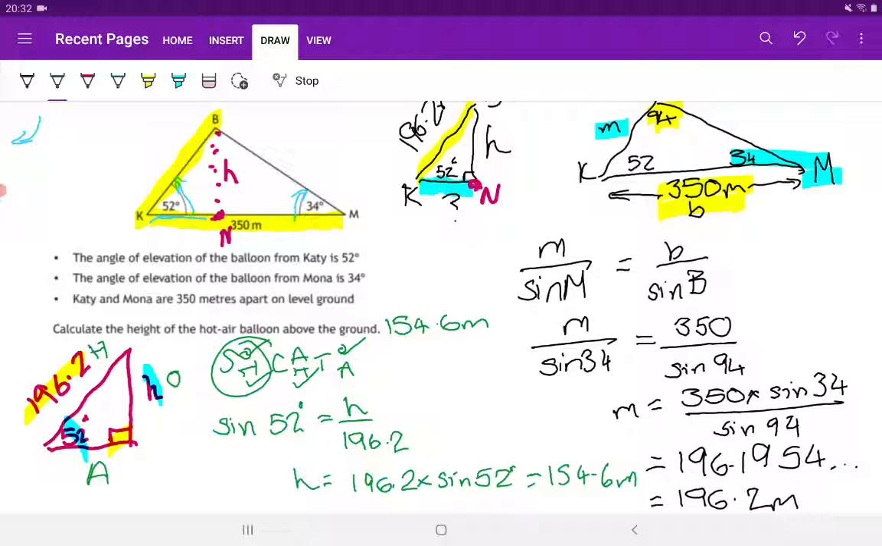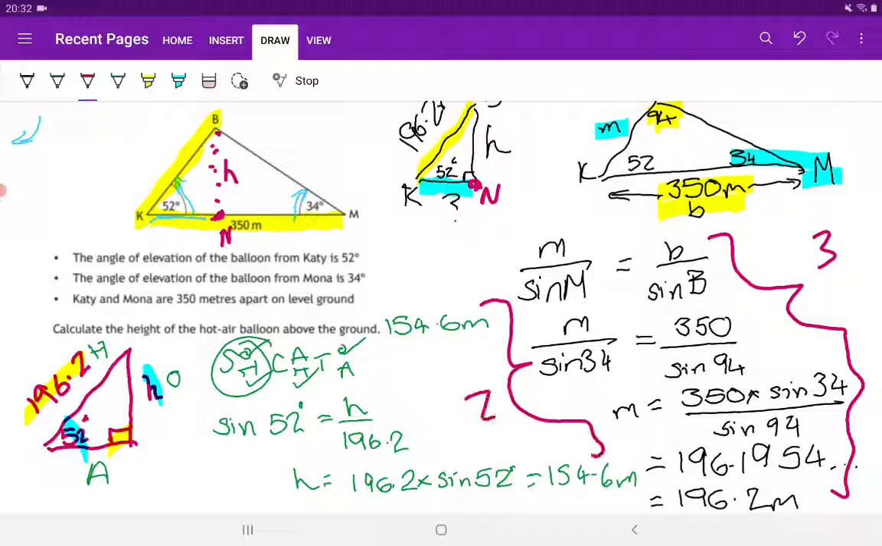So the height of the hot air balloon above the ground is 154.6 metres. So basically, guys, in terms of the marks, you get 3 marks for your Sine Rule part here, and then you get 2 marks for this final part, whether you use Sine Rule again or Sohcahtoa. Now, there's quite a lot going on there. You might want to stop that, rewind it and watch it again. You might want to try the question yourself and then check with my answer.